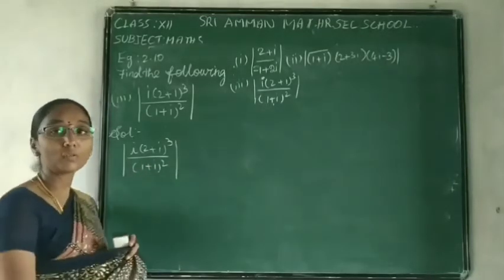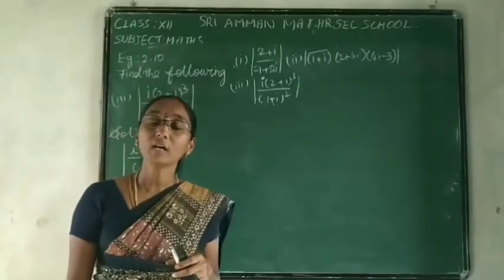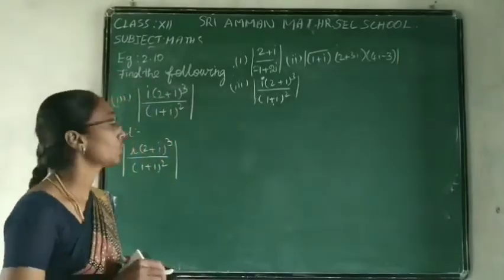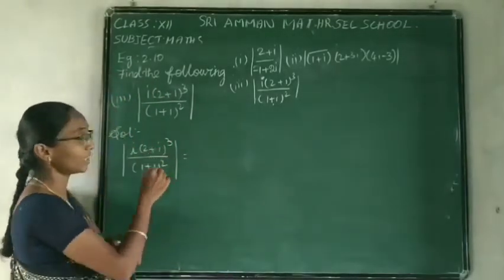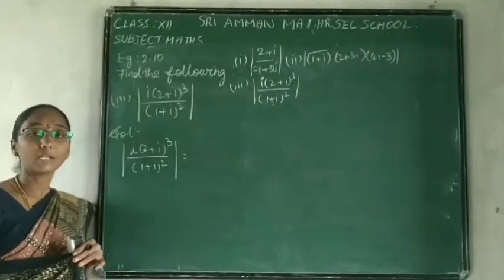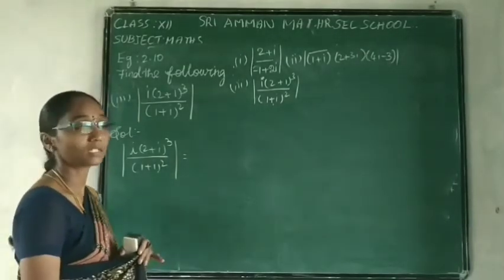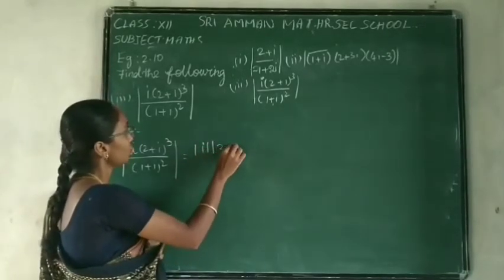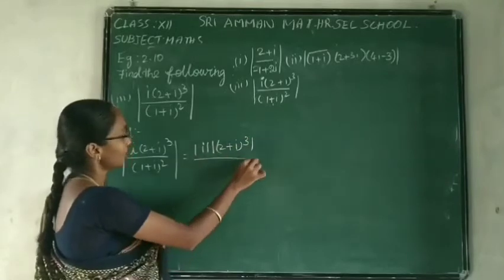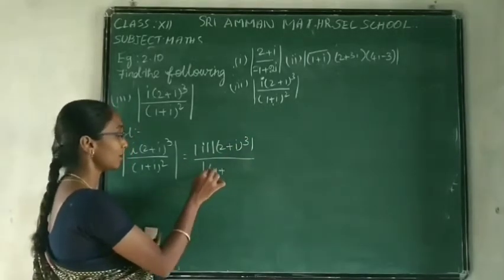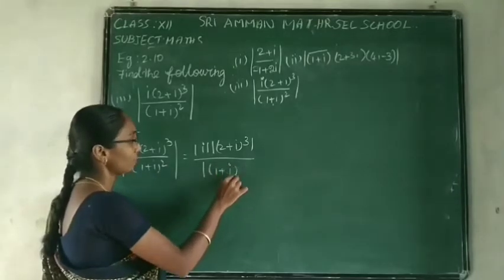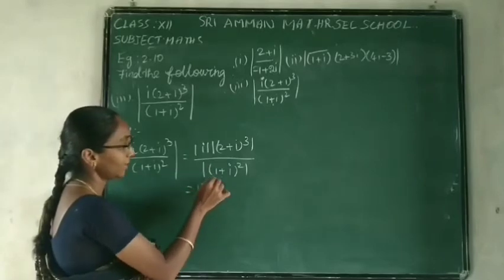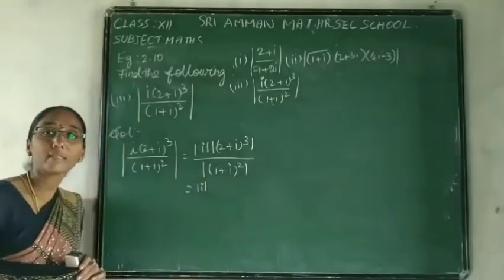In this case, we use the multiplication, division and power properties of the modulus of a complex number. Listen: the numerator of this complex number is a multiplication and power of another complex number. So, modulus of i into modulus of 2 plus i the whole cube, divided by modulus of the denominator, 1 plus i the whole square. The power is taken outside.